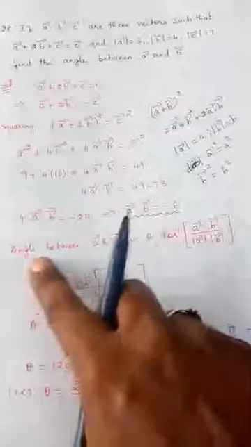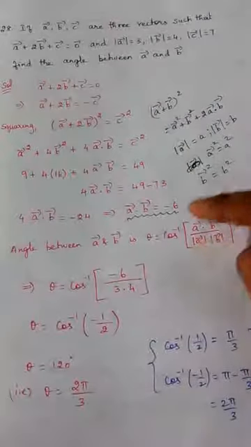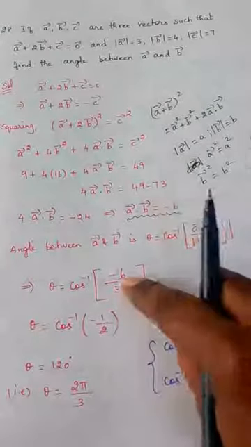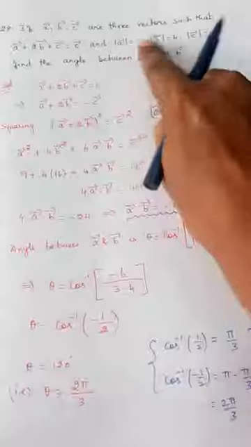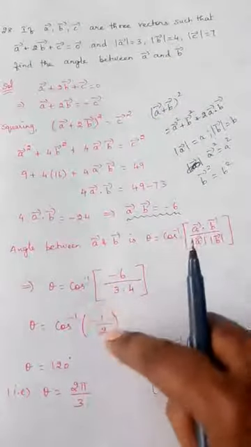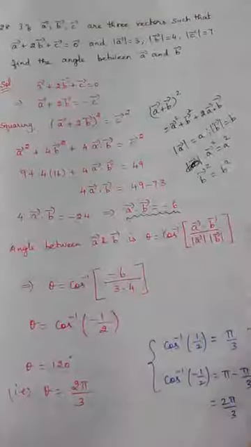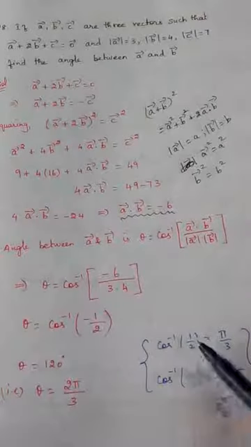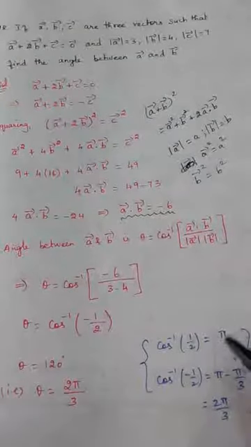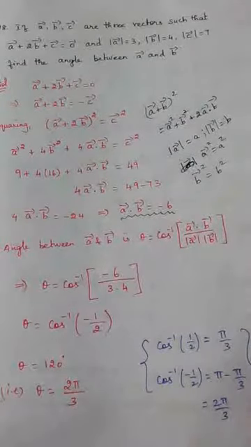Now write the formula. The angle between A and B, the formula is this. So theta equals cos inverse of A dot B, and the answer we now got is minus 6, over modulus of A vector 3, modulus of B vector 4. So cancelling this, we get minus 1 by 2. If it is cos inverse of 1 by 2, with no minus, then I can directly say the answer is 60 degrees, pi by 3, because cos 60 is equal to 1 by 2.